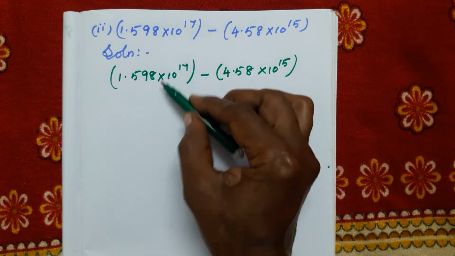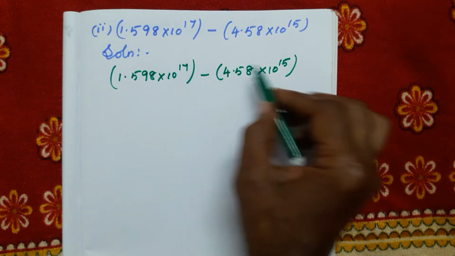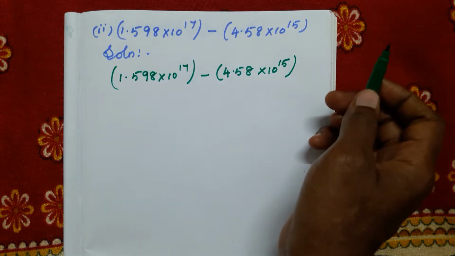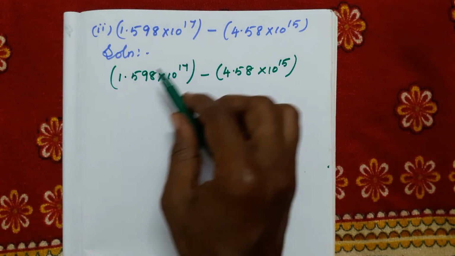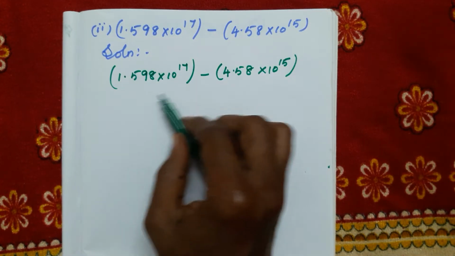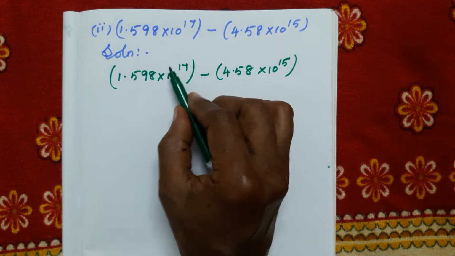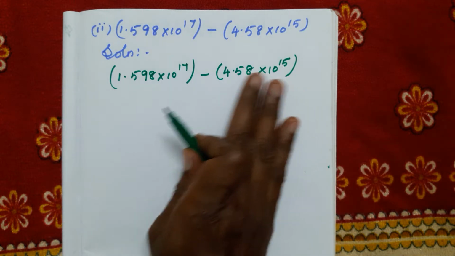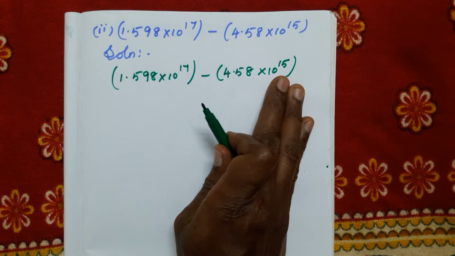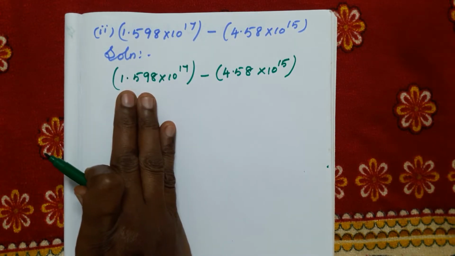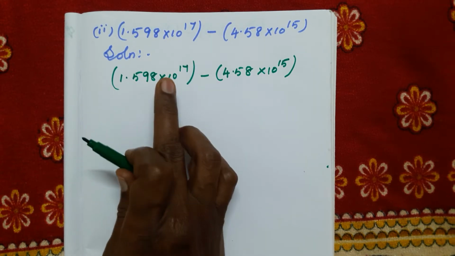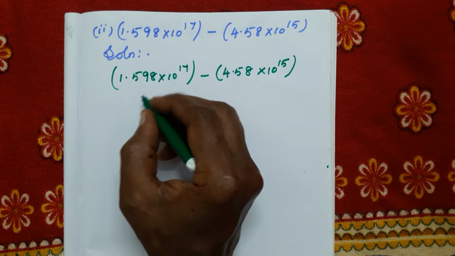Here see, the powers are not equal, is it? So first what we have to do, we want to convert this into the same order. Here 10 power 17, we want to convert this number into 10 power 17 or this number we want to convert into 10 power 15. Okay, first I am writing this.